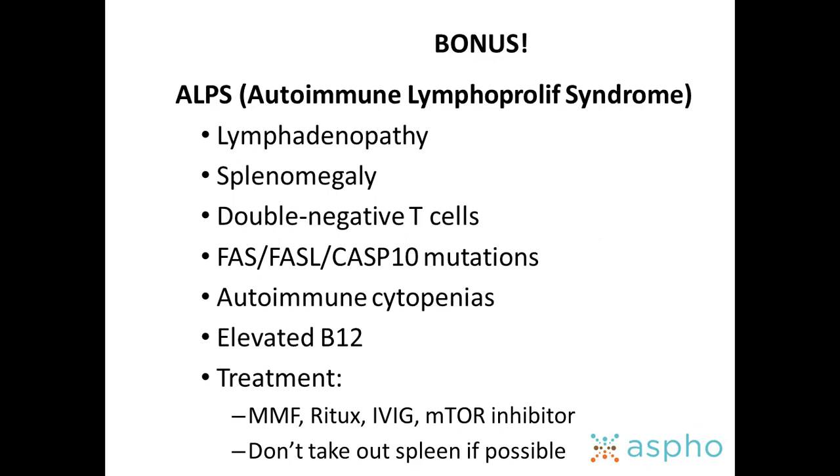And this occurs because of a problem with Fas ligand and caspase 10 mutations. It's associated with autoimmune cytopenias. It's in the context of elevated vitamin B12 for some reason. Kennedy Rao discovered that. I don't know why, but you have elevated vitamin B12. But remember, double negative T cells is going to be ALPS. The way to treat this is to either do nothing, or give MMF, rituximab, IVIG, or mTOR inhibitors. I think sirolimus is becoming standard of care, but that may not have made it yet. And don't take the spleen out, because that'll subject the patient to risk of infections.